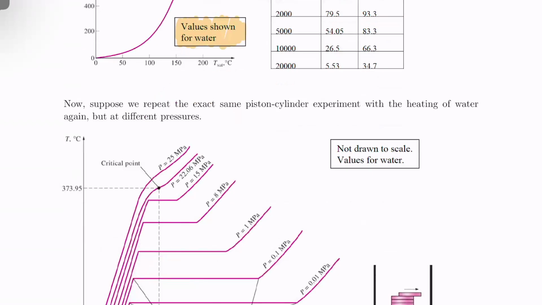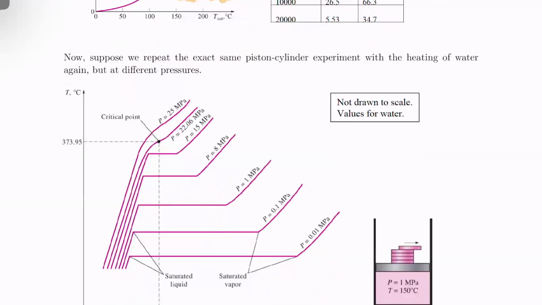Okay, so suppose that we did our exact same piston cylinder experiment. So the one where we had water that started at 20 degrees C and we applied heat to it and we kind of brought it through all of those different states from condensed liquid all the way up to a superheated vapor. We could repeat that same experiment for a bunch of different pressures, right? And for each different pressure, we're going to get a different curve for how it goes through the different states, right?